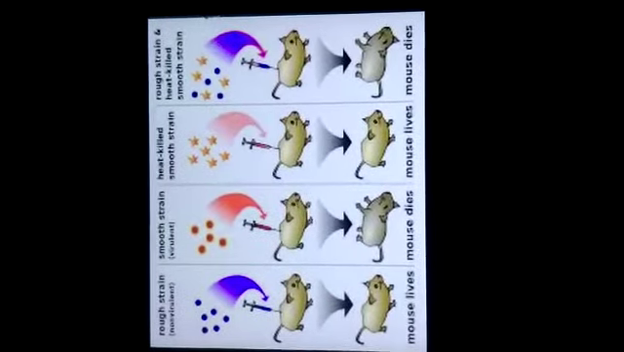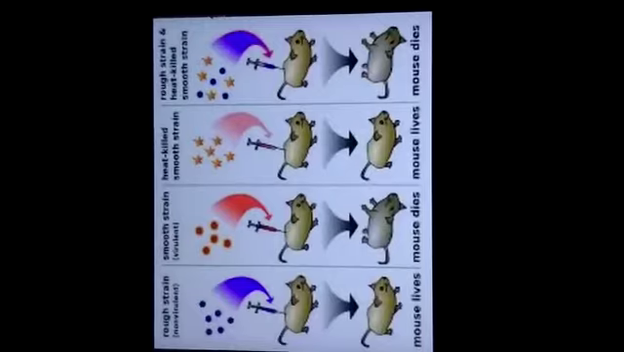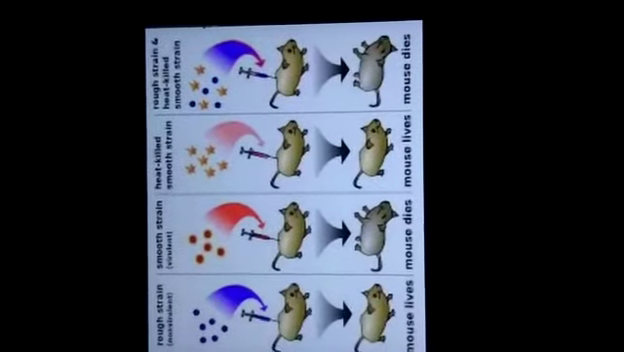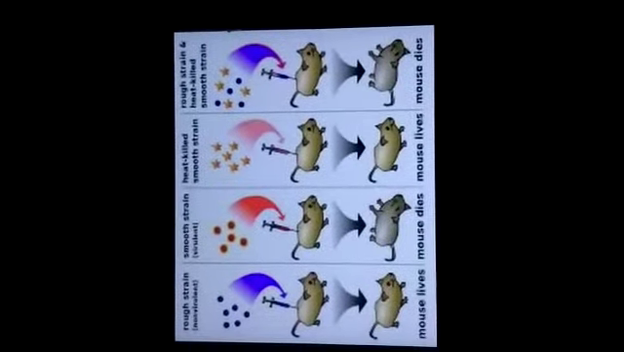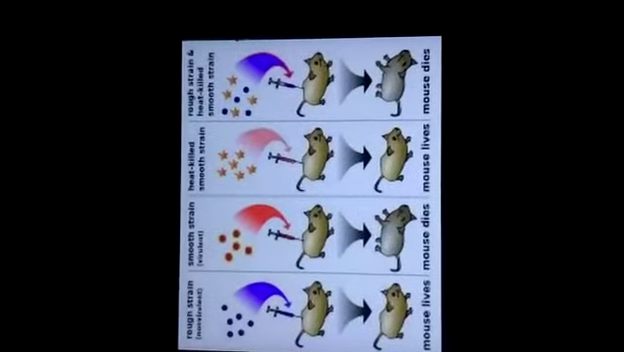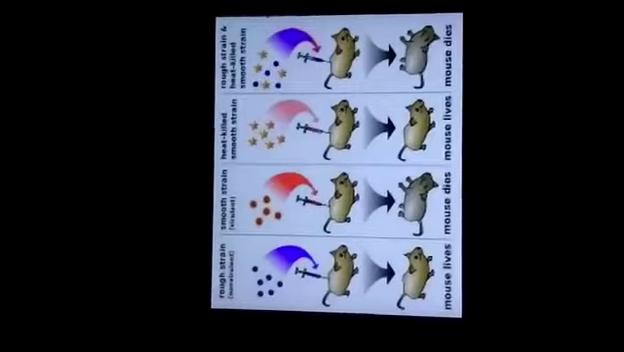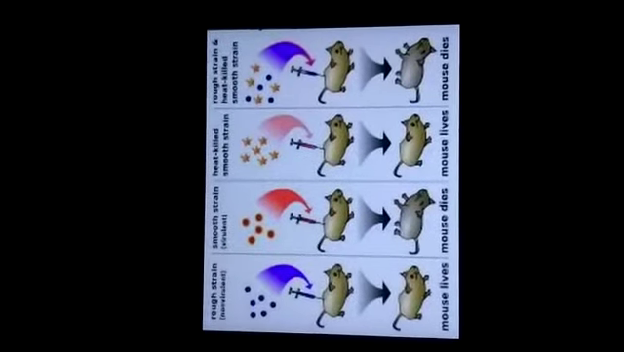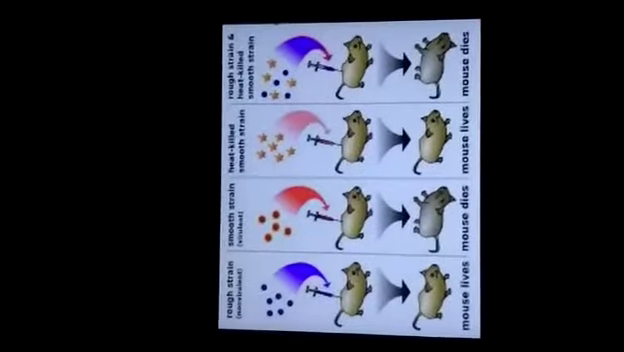Dear students, today we are going to study the Griffith experiments. In his experiments, Griffith performed experiments on mice. He infected mice with a strain of Diplococcus pneumoniae to cause pneumonia.